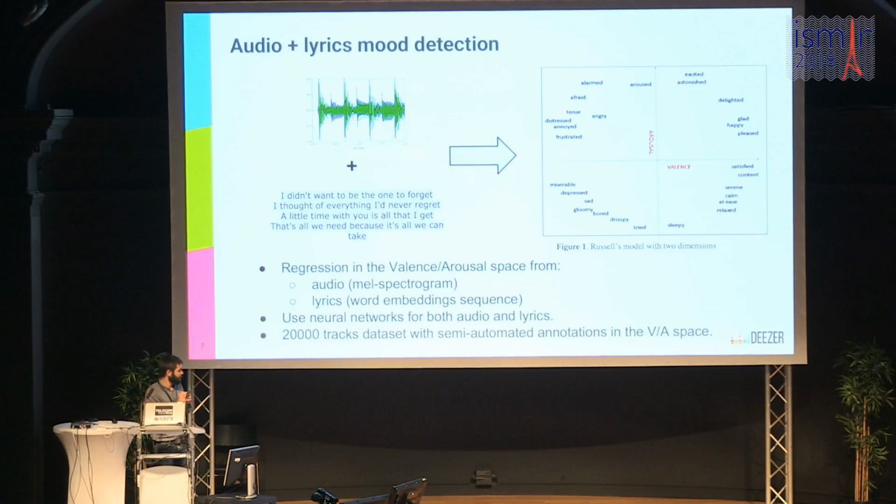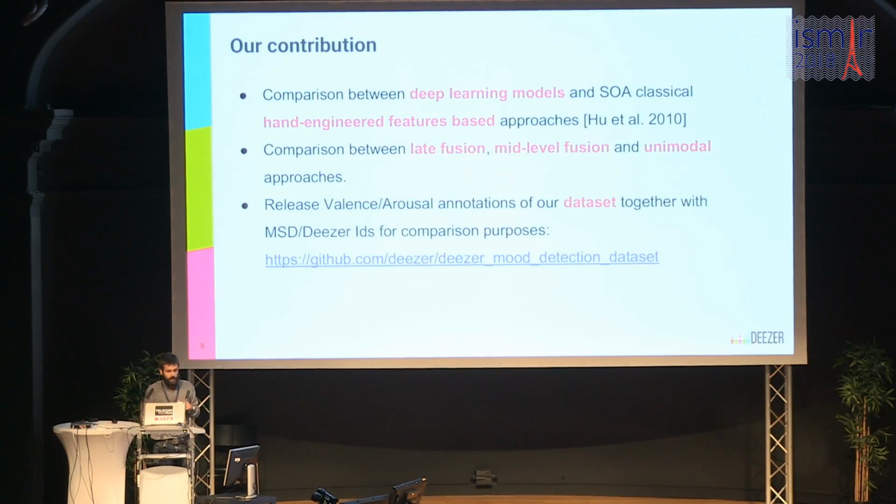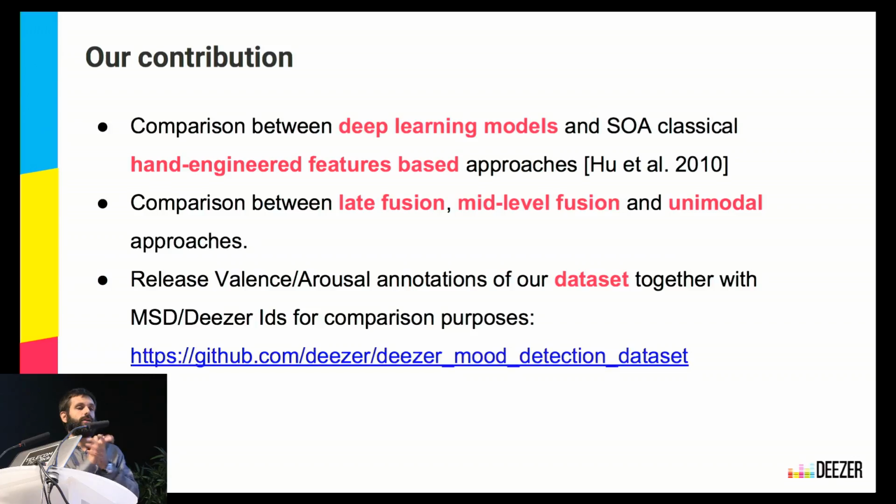We also design a data set with semi-automated annotation in the valence arousal space. And so what is the contribution of our work is mainly comparing between deep learning models and a standard, more classical approach, which is a kind of state-of-the-art for this task. And we also compare fusion with unimodal approaches and different ways of merging the information. We also release the annotation of our dataset for comparison purposes.